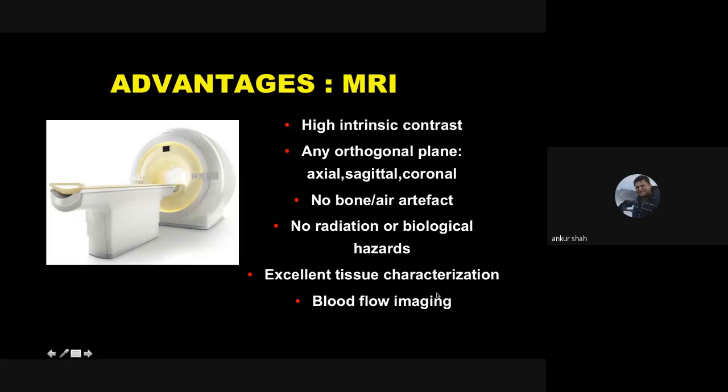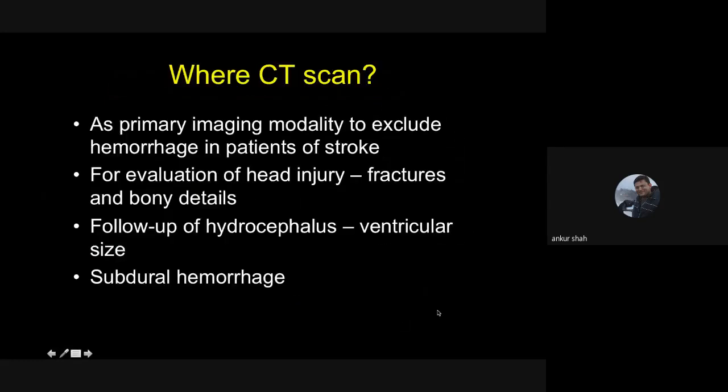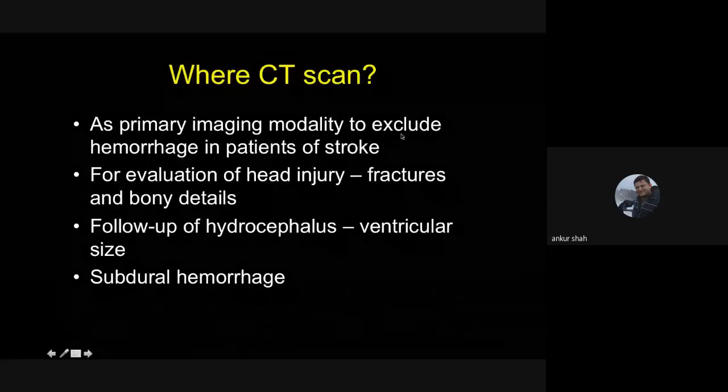There is excellent tissue characterization, and as I said, we can do blood flow imaging with the help of MR. So in neuroimaging, where do we use CT scan? CT scan is the primary imaging modality used to exclude hemorrhage in patients of stroke.